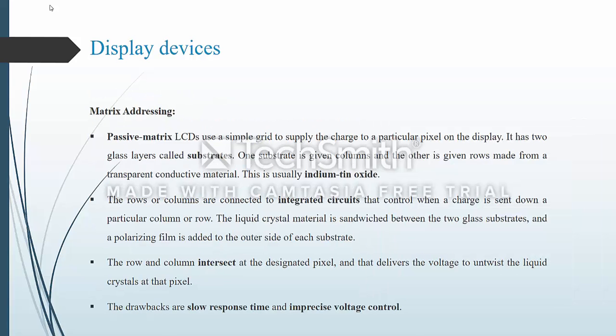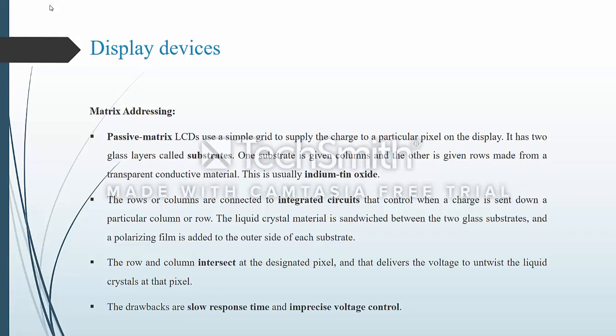Now we will learn about matrix addressing. As we have seen earlier, there are two types of addressing, passive and active. Now we will be going into passive matrix. Passive matrix LCDs use a simple grid to supply the charge to a particular pixel on the display. It has two glass layers called substrates. One substrate is given columns and the other is given rows made from a transparent conductive material. This is usually indium tin oxide.